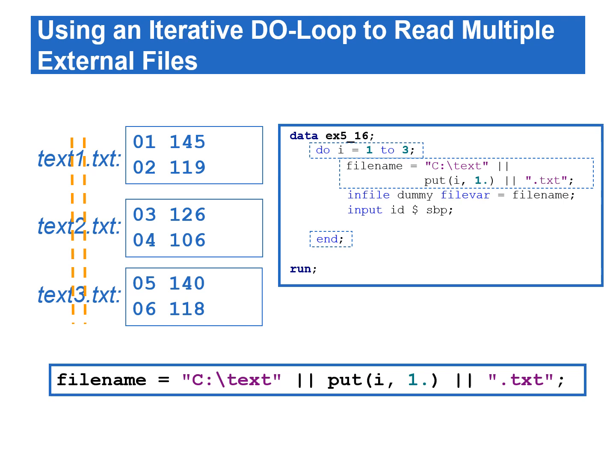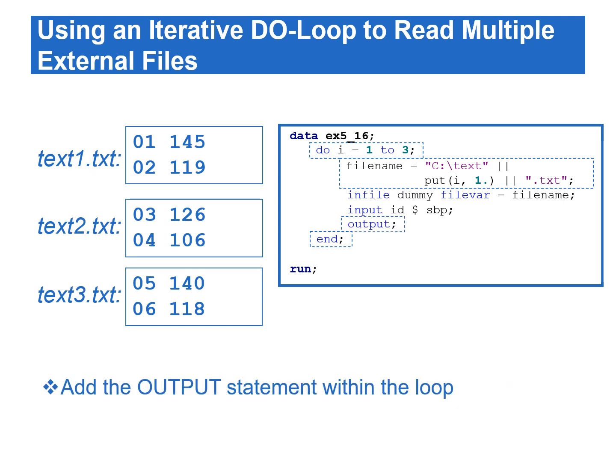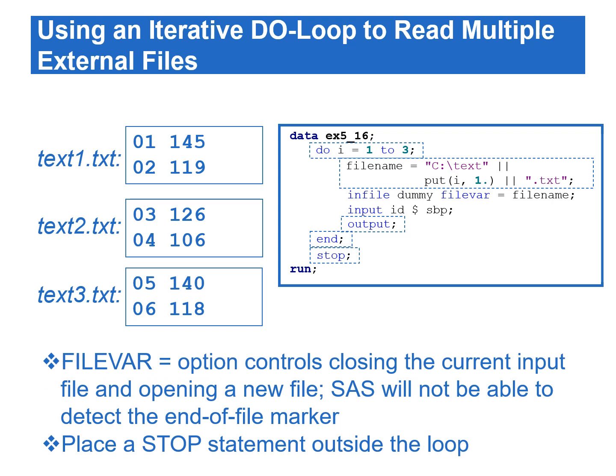In the second component, we use the put function to convert I, that contains values of 1 to 3, into a character. We need to add an explicit output statement, to write the current contents from the PDV, to the output data set within the loop. Since we are using the FILEVAR equals option, to control closing the current input file, and opening a new file, SAS will not be able to detect the end of file marker. Thus, we also need to place a stop statement outside the loop.